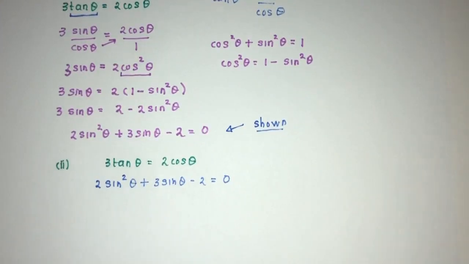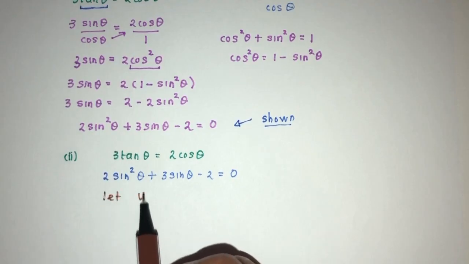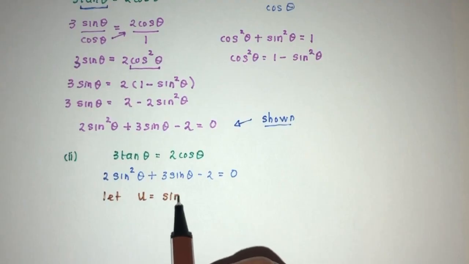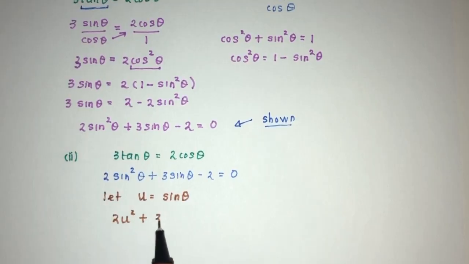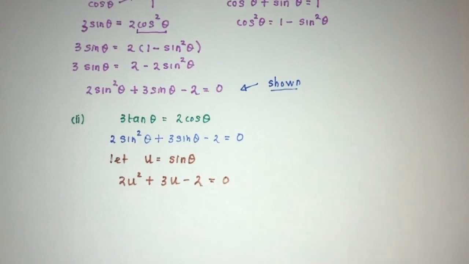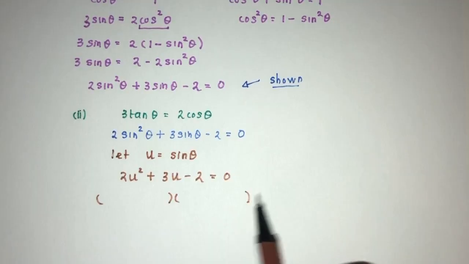Now as you can see clearly, it will be a quadratic equation. However, if you guys have some issues working with sine square and stuff, you can always let u equal to sine theta for now. So you will have 2u square plus 3u minus 2 equal to 0. Now it is much simpler to look at. Now again, we have to factorize and try to solve this quadratic equation.